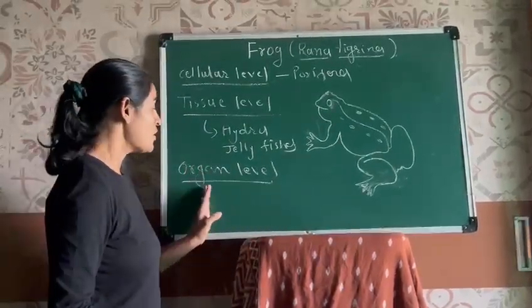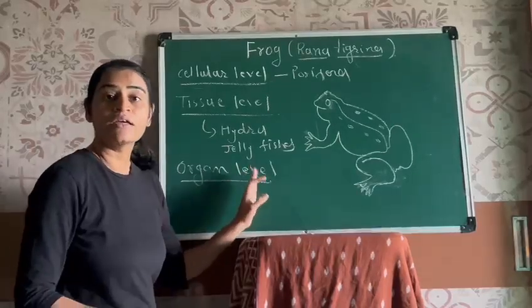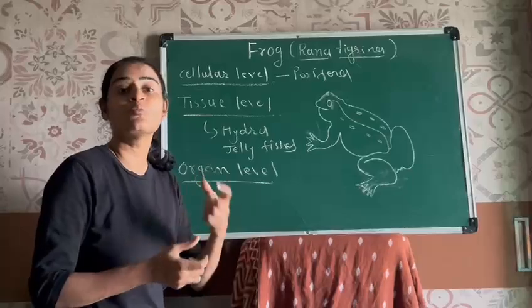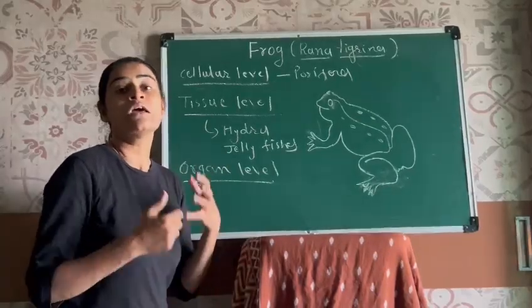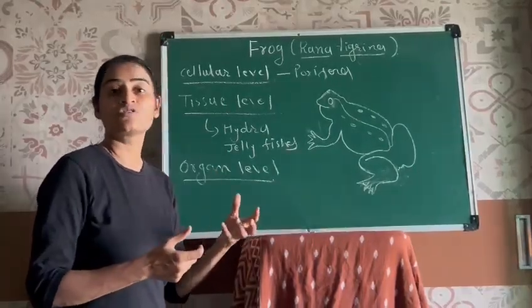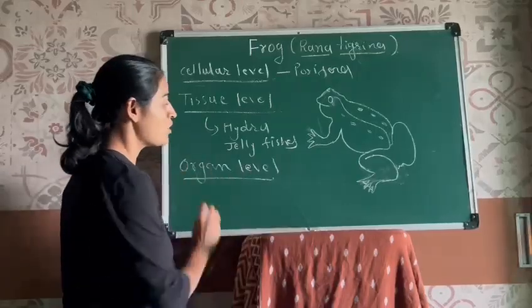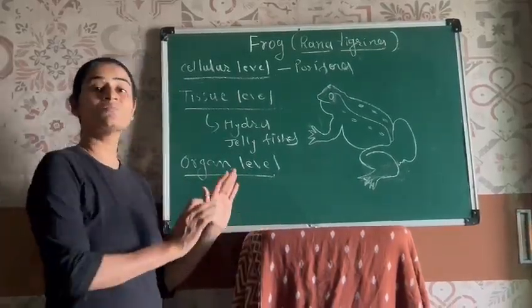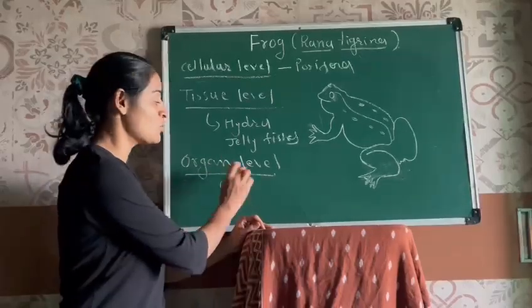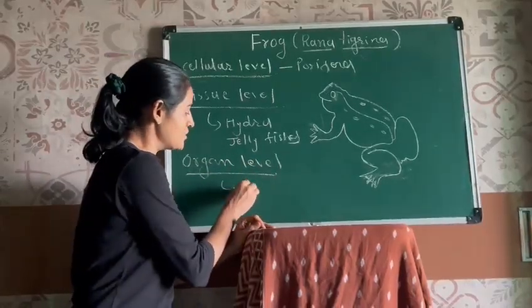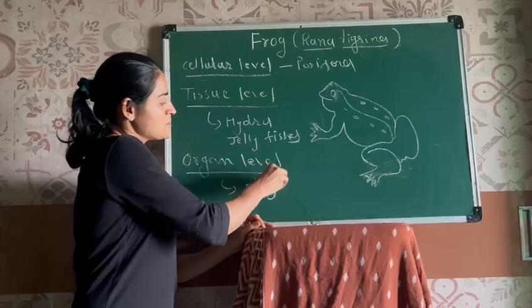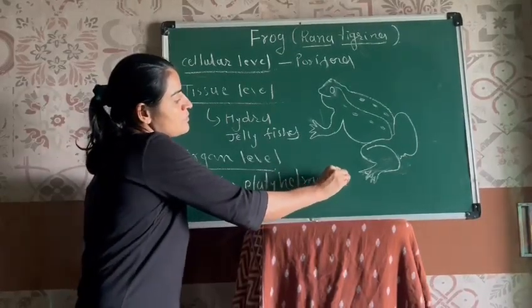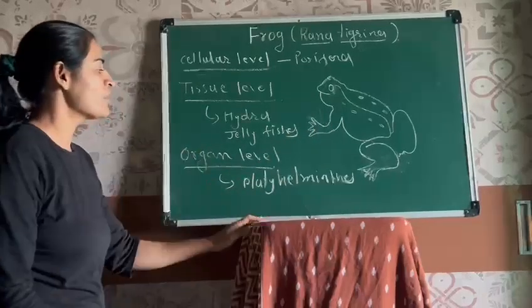So what is the organ level of organization? It is a group of tissues that come together and perform a particular function, or complete the task for a particular function. That is called the organ level of organization. An example of an organism whose maximum level of organization is the organ level is Platyhelminthes.